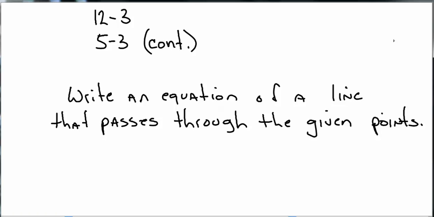Alright, so 5-3 continued. Write an equation of a line that passes through the given points. You kind of did that yesterday on 20 through 24, right? But you had to go get the points off the graph. Today they're going to give them to you. So I'm going to do number 25 first on page 533.